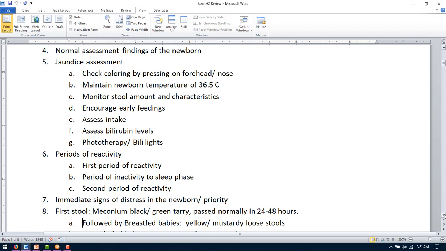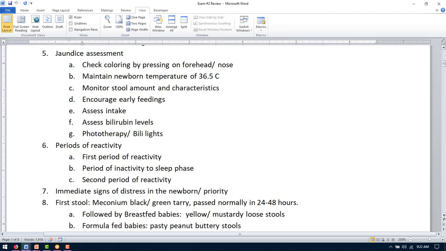Review the first period of reactivity, the period of inactivity to sleep phase, and then the second period of reactivity. That first period of reactivity, they're going to be really alert, really wide awake. So we want to make sure that we are getting them to the breast if they are a breastfed baby, or feeding them if they are formula fed, because that way they can start getting food in their belly and making sure that they're not getting jaundice.